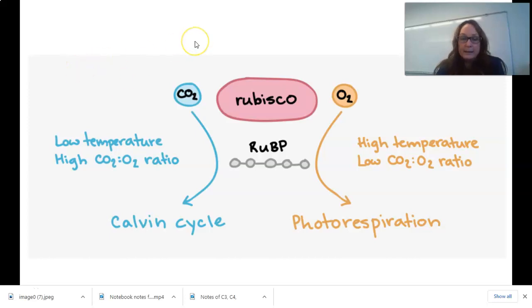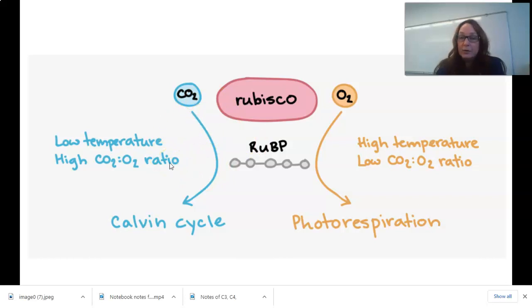This is the process. So we've talked about this before. So rubisco is the enzyme. Enzymes are proteins. Proteins have optimal temperatures that they work at. So rubisco's optimal temperature is lower, cooler. And when there's a lot of carbon dioxide, so we're looking at this blue side, rubisco behaves and will take carbon dioxide and bind it to RuBP, which is ribulose bisphosphate, which is a 5-carbon sugar that's at the very beginning of the Calvin cycle. And we've looked at the Calvin cycle.